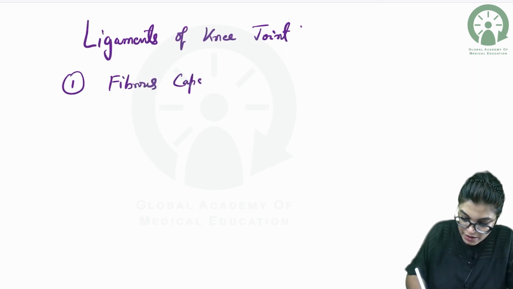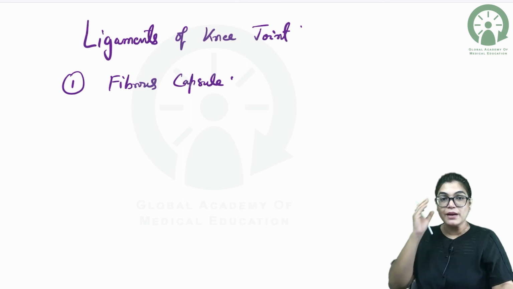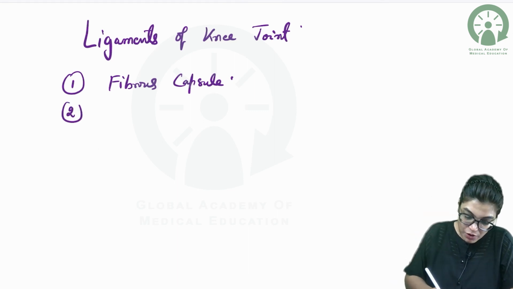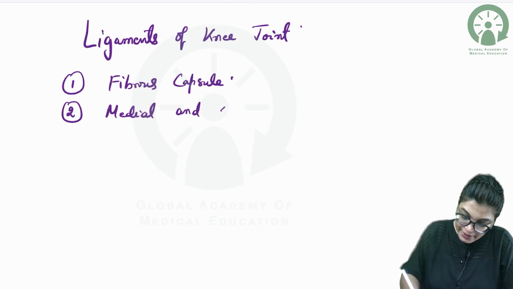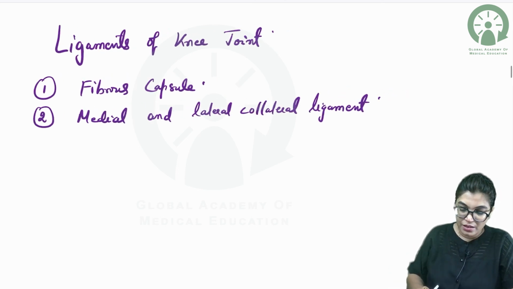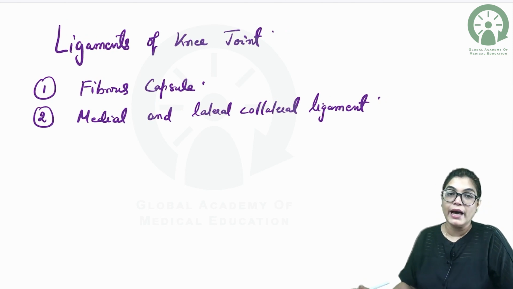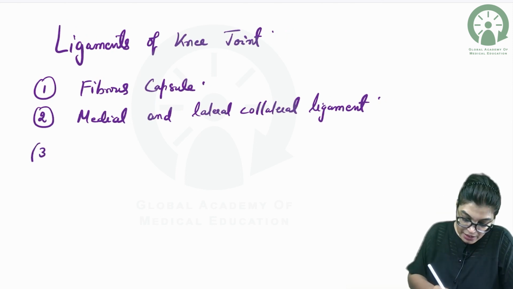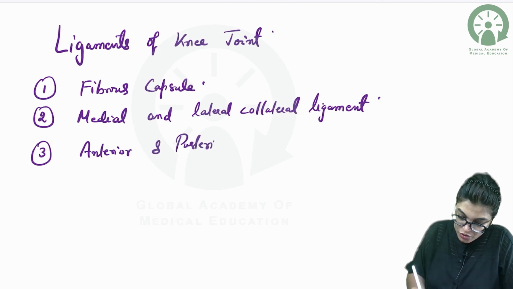Fibrous capsule is there. We have got collateral ligaments, medial and lateral collateral ligaments. The other terms are tibial collateral for medial and fibular collateral for lateral. We have got two cruciate ligaments, that is anterior and posterior cruciate ligament.